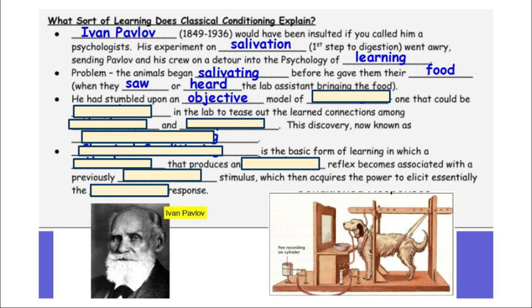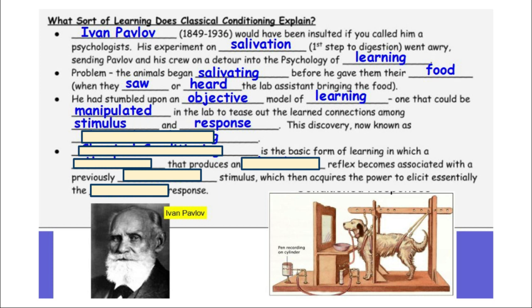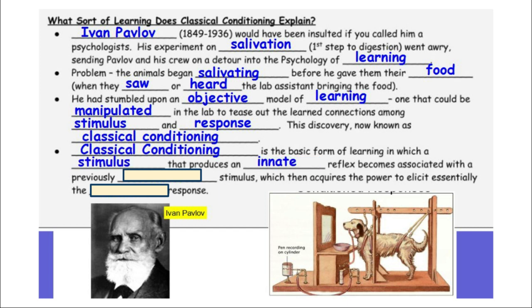And he had stumbled upon an objective model of learning, one that could be manipulated in the lab to tease out the learned connections among a stimulus and a response. And this discovery is now known as classical conditioning. Classical conditioning is a basic form of learning in which a stimulus produces an innate reflex that becomes associated with a previously neutral stimulus, which then acquires the power to elicit some kind of response.